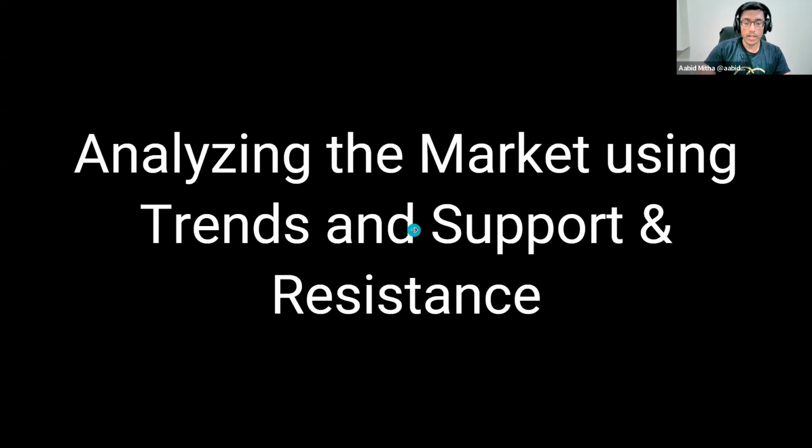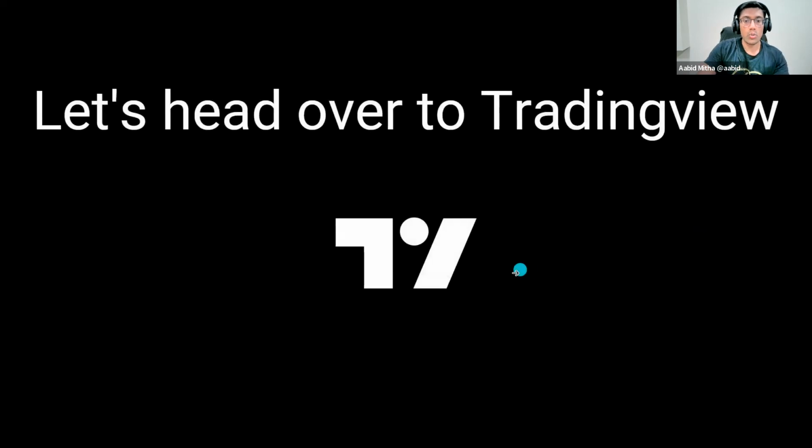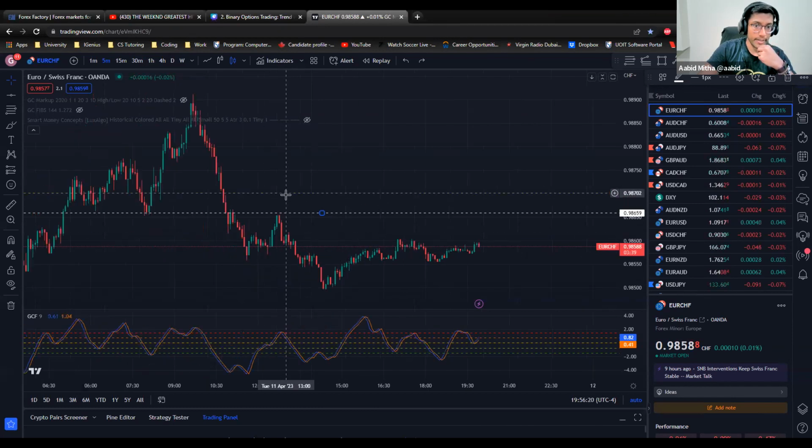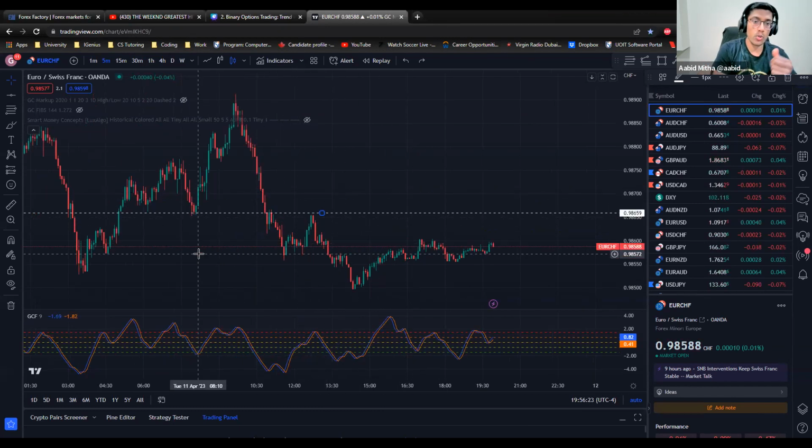So far we learned two concepts, right? We talked about trends and we talked about support and resistance. Now, how can we apply this to the binary options market? We'll take a look at that. So we'll head over to TradingView, which is the website where I do my analysis. Many traders use this website. It's free to use. You can simply go to tradingview.com and create a free account. But this is where you can do all your trading analysis, right?